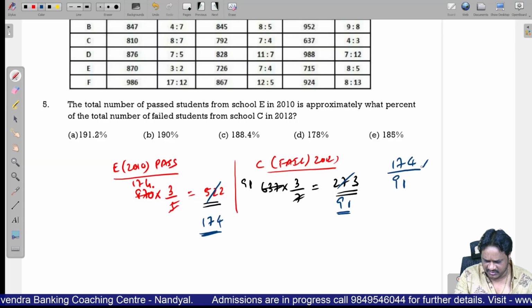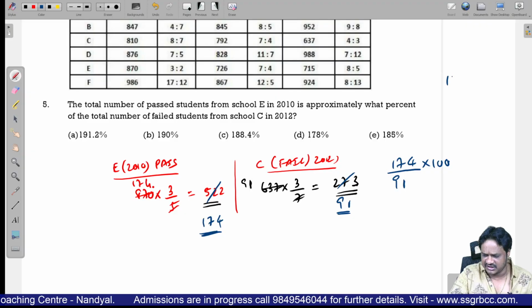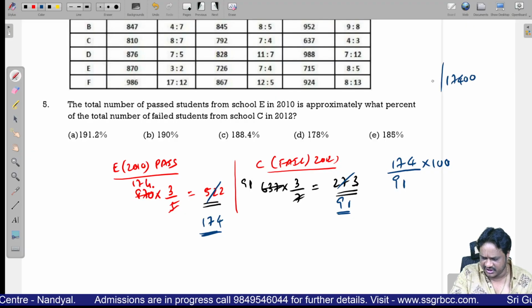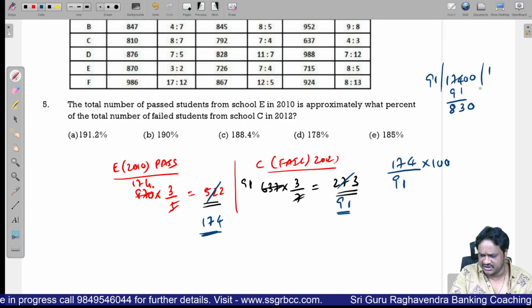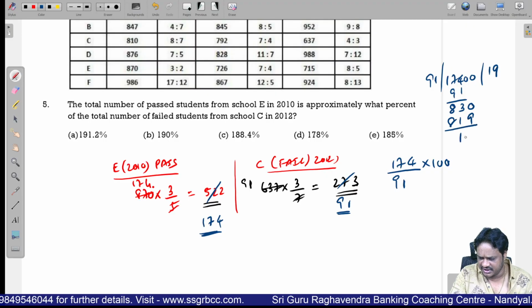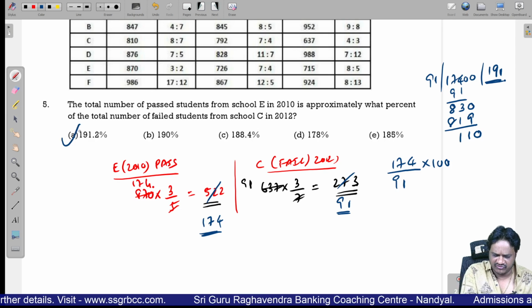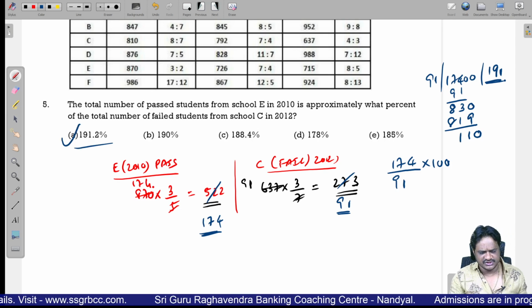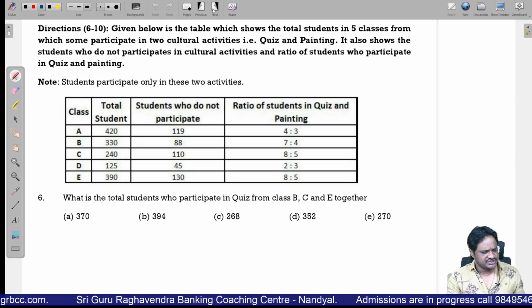174 by 91 into 100. Do the calculation. Rough calculation, 17,400. I am dividing with 91. 91 ones, 91. 4 minus 1, 3. 830. Now 9 times, 819. Now 1 time. So it is approximately 191 point something. So the answer is 1. Now let us see the next question, 6 to 10.